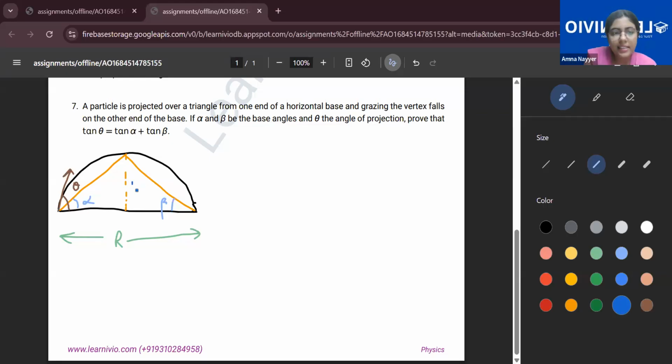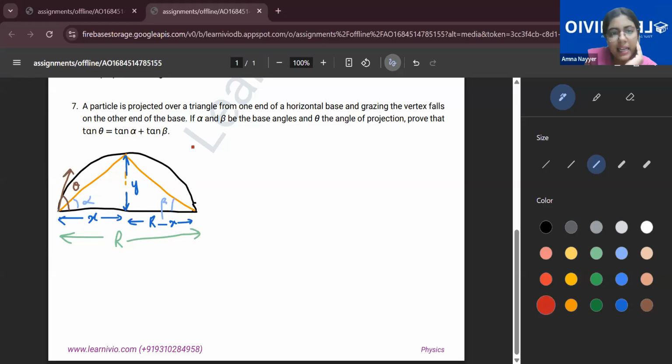Now, let's say this distance is y. And I am assuming this distance is some x. So what will be this distance then? R minus x, very good. Okay, so I'll just ask you a few things. You keep on telling me. This way the question can be solved.